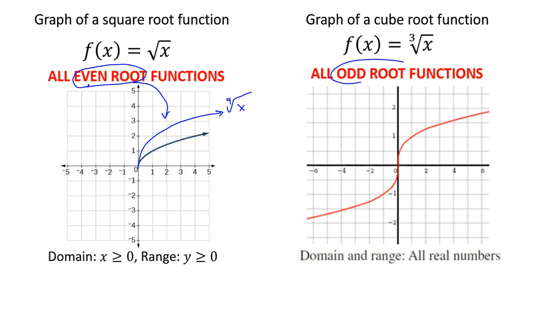As far as odd roots are concerned, they're all going to look like this. Again, some of them will have a skinnier piece like that. Some of them will be bigger like that, just depending on what that number is.